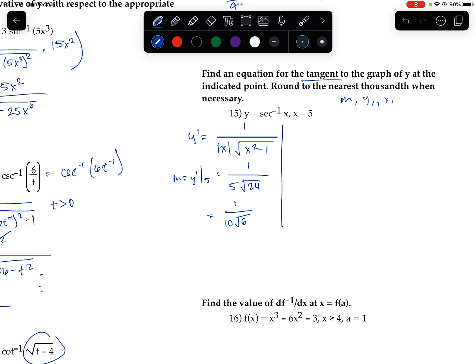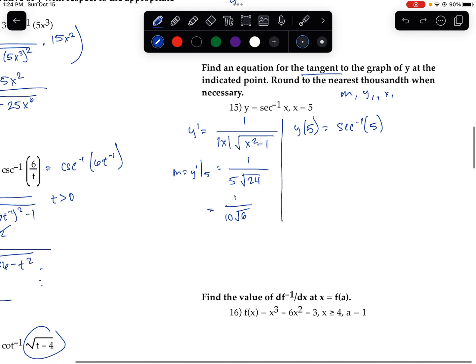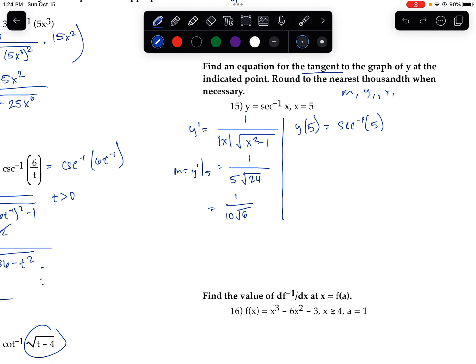Okay, now we need to find y of 5. So we're going to plug that in, secant negative 1 of 5. We can't plug that into a calculator because I don't think many calculators have the function of arc secant, they just have the arc sine, cosine, and tangent. We're just going to do this by hand. So if this is what y is equal to, I'm going to reverse the operation of secant on both sides. So then I'll have secant of y is equal to 5.